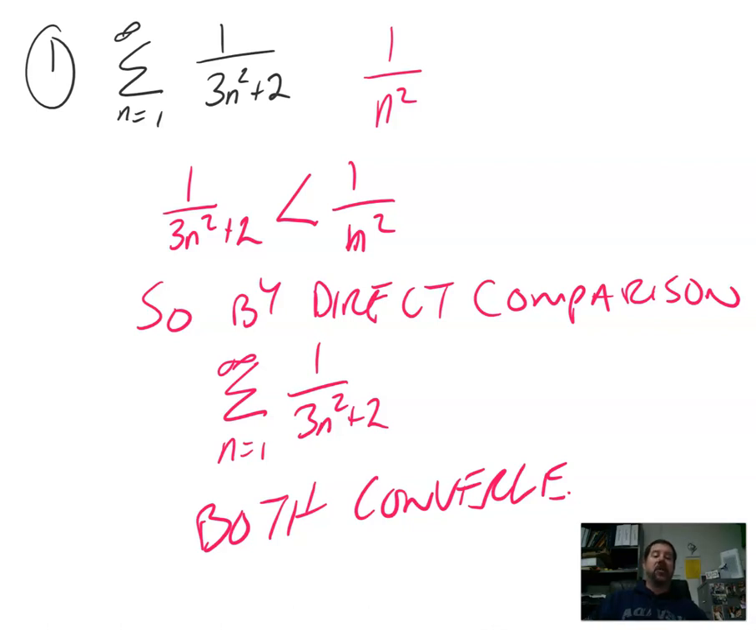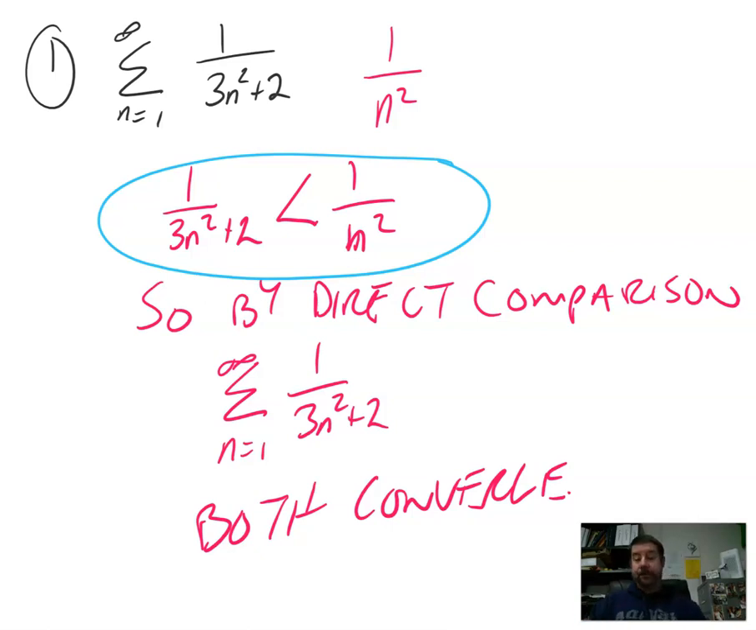And then I'm going to have to show two things. I need to show the comparison in their size. I've got to show that it's smaller if I'm trying to show convergence, or larger if I'm trying to show divergence. And then I'm going to say that, by direct comparison, both converge or both diverge.